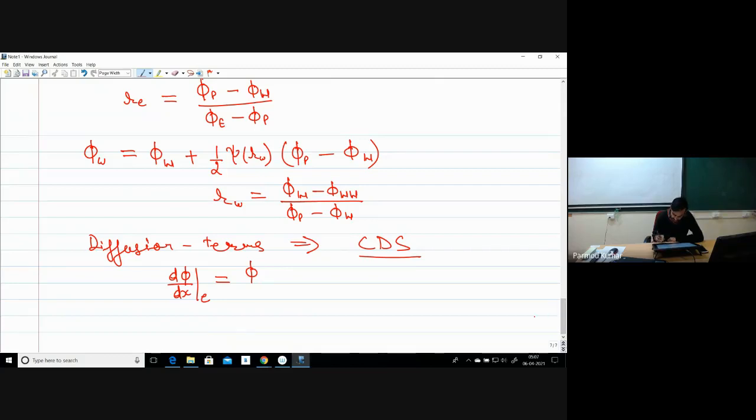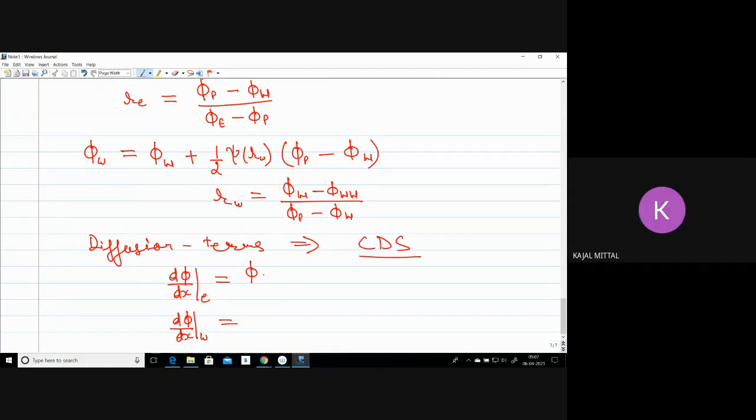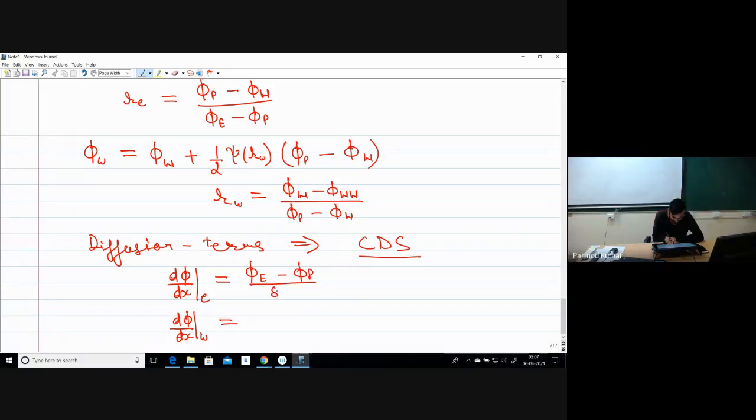Please tell me these different values for the diffusion fluxes. What will be value for d phi by dx at E? Phi E minus phi P divided by 2 del x. Divided by simply del x, because E to P spacing is del x. Okay. And d phi by dx at W will be phi P minus phi W divided by del x.